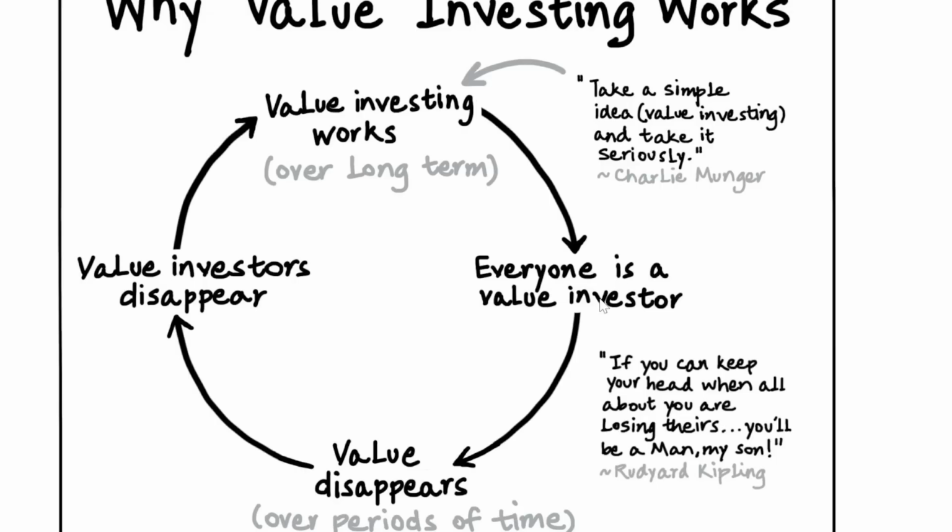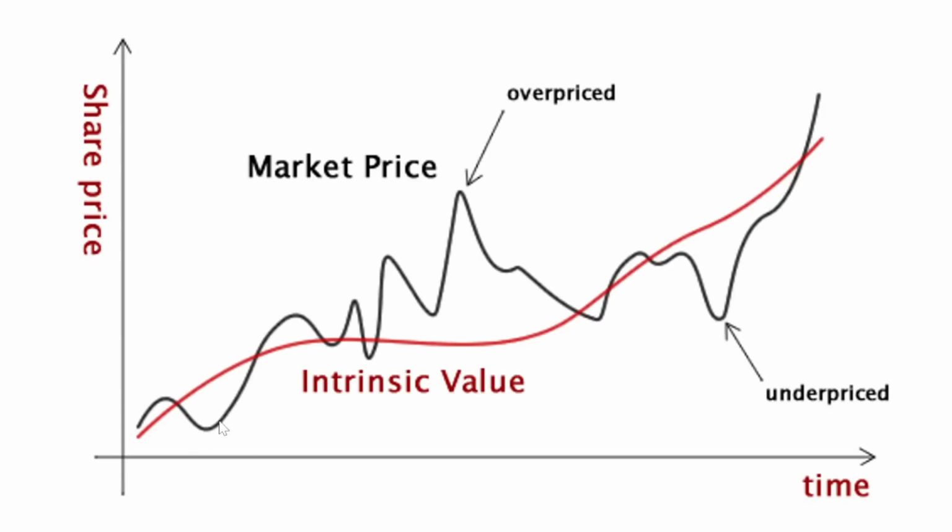Then it says, everyone is a value investor. If you can keep your head when all about you are losing theirs, you'll be a man, my son, says Kipling. Value disappears because the market conditions change over periods of time. Then the value investors disappear because you need to sell it when it's overvalued. That is how this cycle works. They all show up here for the value investors, and they all disappear when it's expensive.